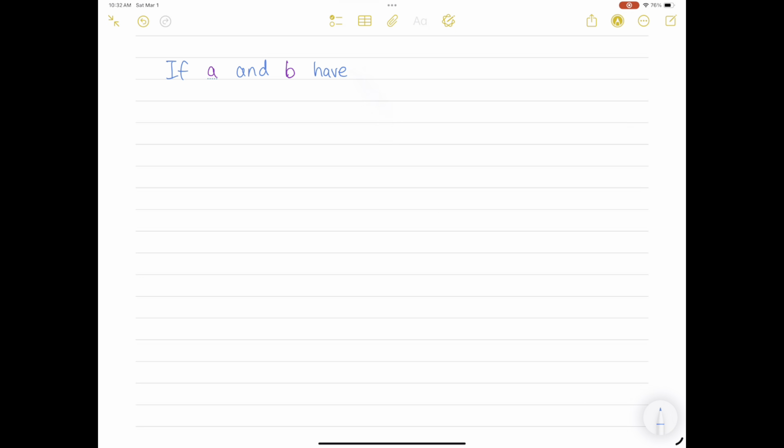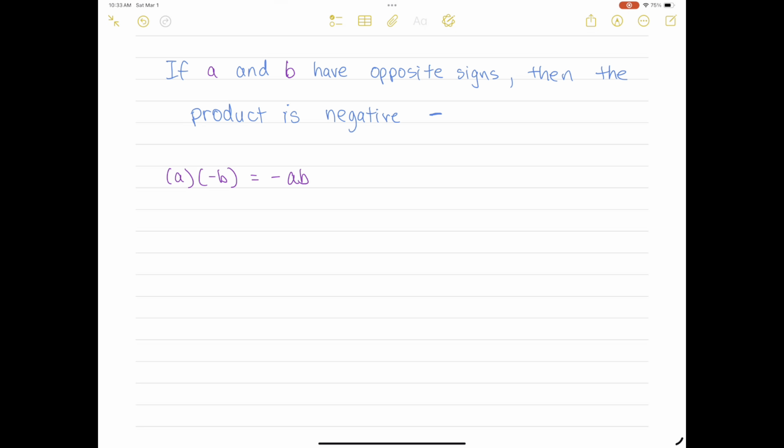If for any two integers a and b, they have opposite signs, then the product is negative. That is to say, a times negative b equals negative ab. Negative a times positive b also equals negative ab. So when we look at some numerical examples, we see that 8 times negative 4 equals negative 32. And negative 8 times positive 4 also equals negative 32.